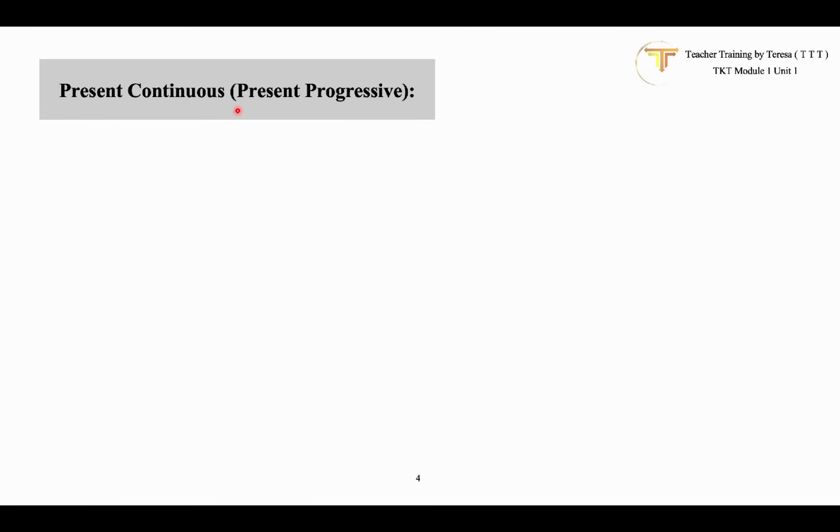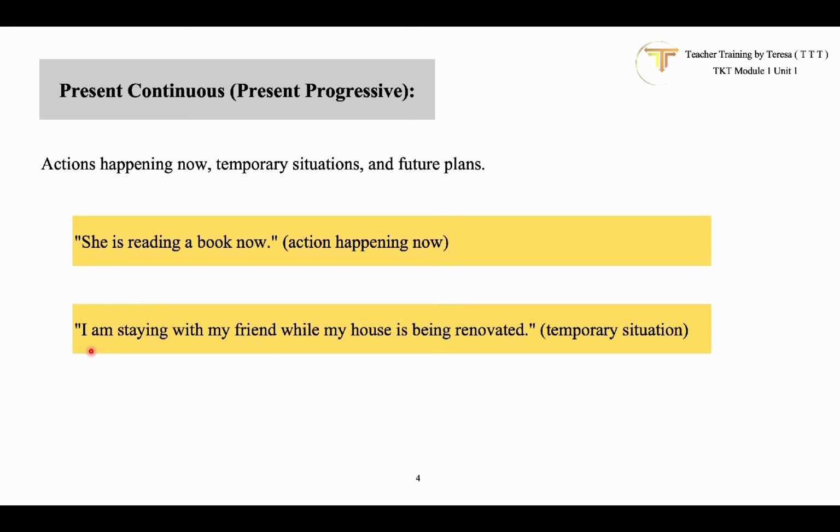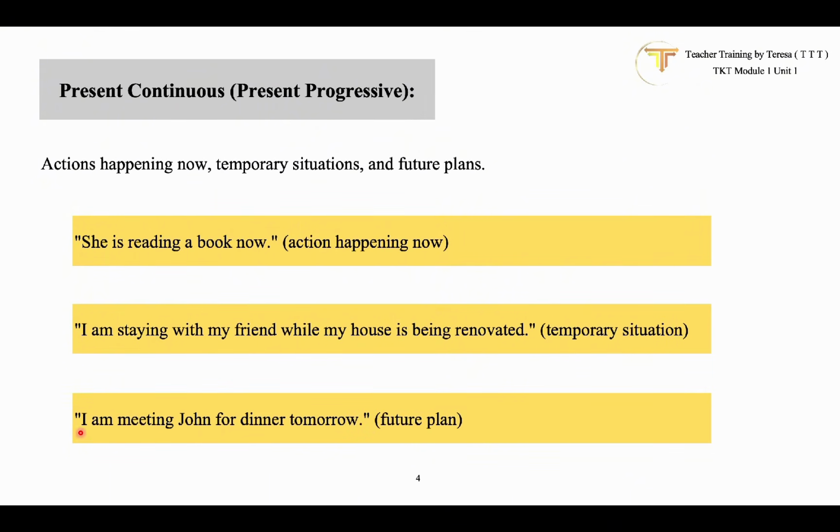Present continuous, or present progressive, describes actions happening now, temporary situations, and future plans. Examples. She is reading a book now. Action happening now. I am staying with my friend while my house is being renovated. Temporary situation. I am meeting John for dinner tomorrow. Future plan.